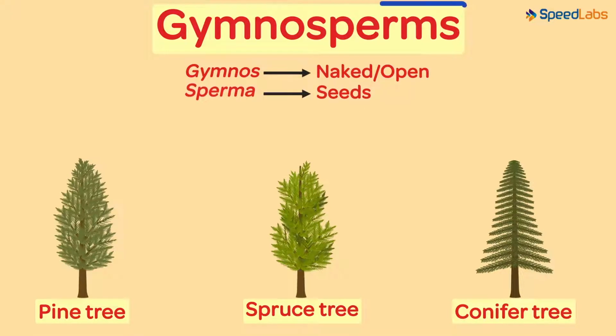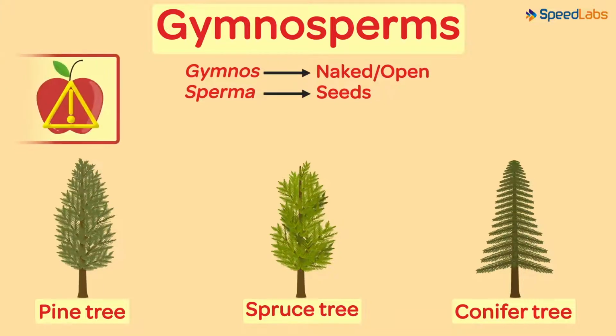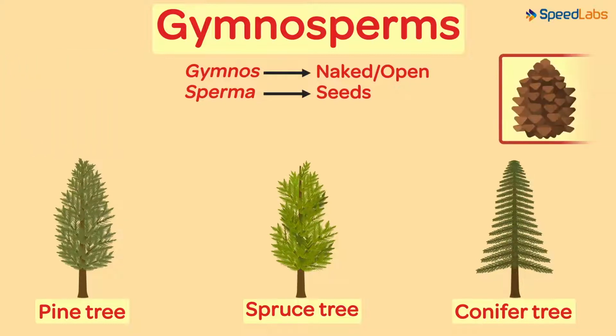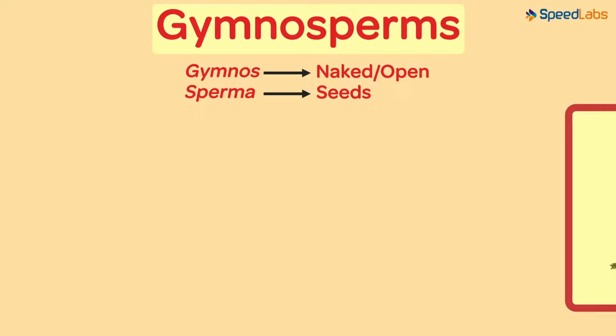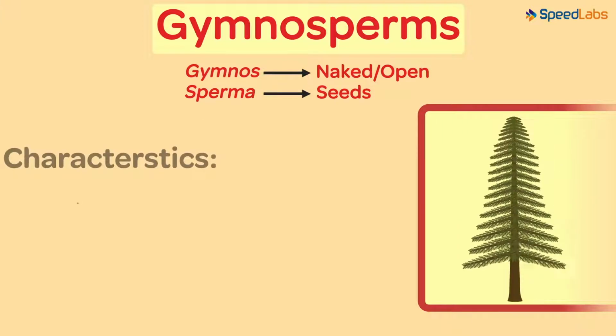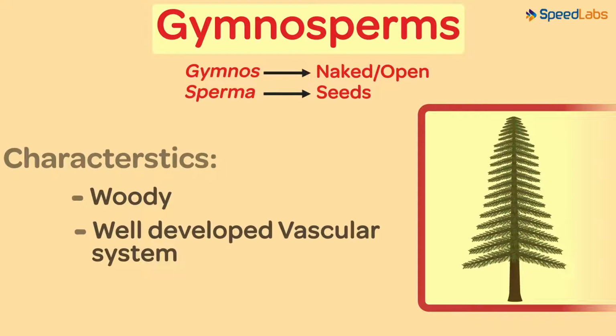So Gymnosperms is the name given to the plants that prefer sexual reproduction but do not have structures like fruits to enclose seeds. Instead, they have these cones. These structures have seeds that are open or, simply put, not enclosed in any specialized structure. All the plants belonging to this category are woody and have an excellently developed vascular system. Most of them are perennial.